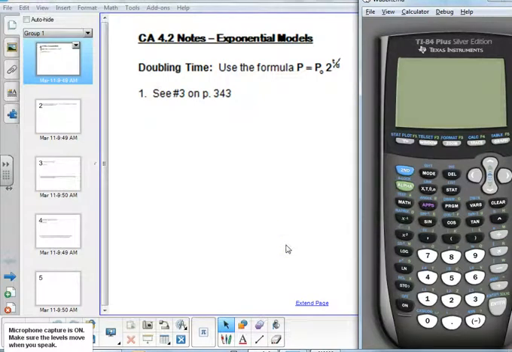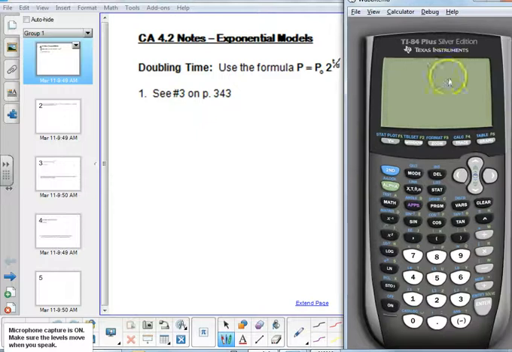So section 4.2 in college algebra is all about exponential models. Now we talked about the actual functions in the previous lesson, and that was fine and dandy, but the models are where we really get to use the exponential functions. So we're going to look at a few specific examples of different exponential functions.